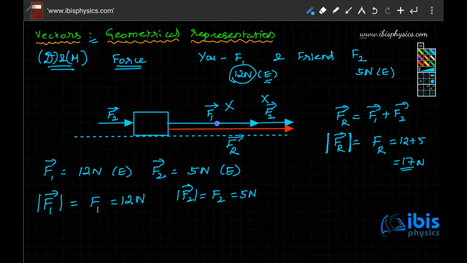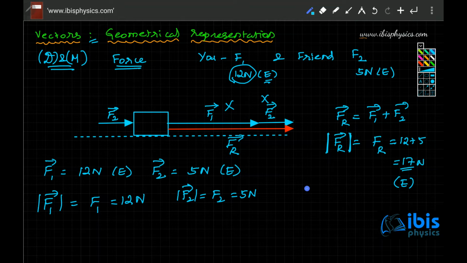So when two vectors act in the same direction, that means when two vectors are parallel to each other, as you see here, F1 vector and F2 vector act along the same direction, then these two are a set of parallel vectors. When two vectors are parallel, the effect of the two vectors is the algebraic sum of the two vectors, and the direction is the direction of any one of the vectors.